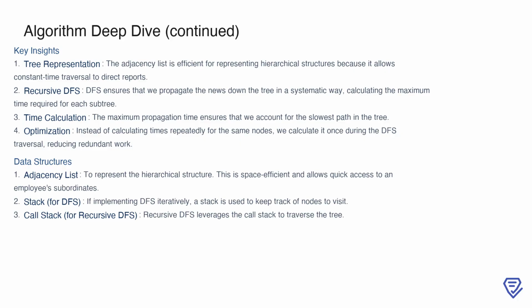For data structures, the adjacency list is the core representation of the hierarchy. If we implement DFS iteratively, we use an explicit stack to keep track of nodes to visit. In the case of recursive DFS, the call stack handles this for us, making the traversal straightforward.